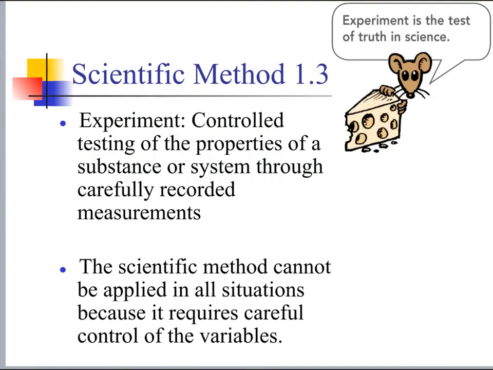So today we're going to continue talking about the scientific method, and this is where we left off. Maybe some of you got a little rushed, but regardless, we're going to start all over again. Science is the controlled testing of the properties of a substance or system through carefully recorded measurements.